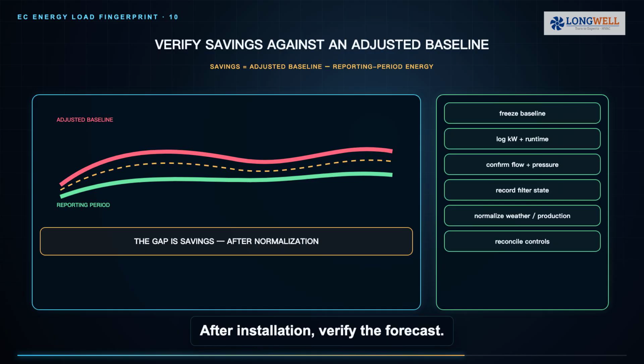After installation, verify the forecast. Freeze the baseline while it can still be documented. Log electrical input and runtime, confirm airflow and pressure, record filter condition, and normalize material changes in weather, occupancy, or production. Savings are the adjusted baseline minus reporting period energy, not a directly measured object.